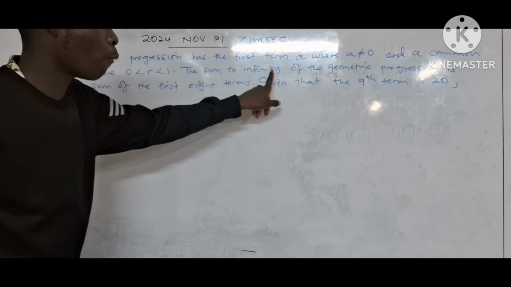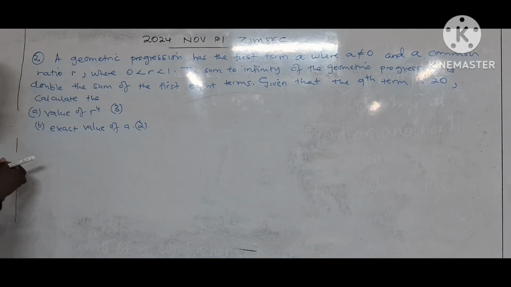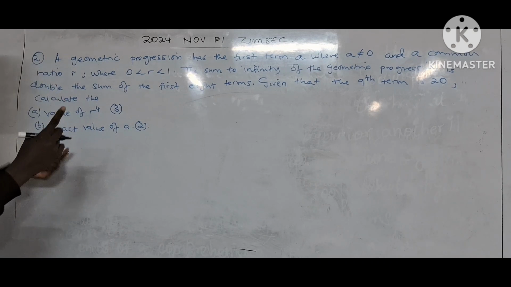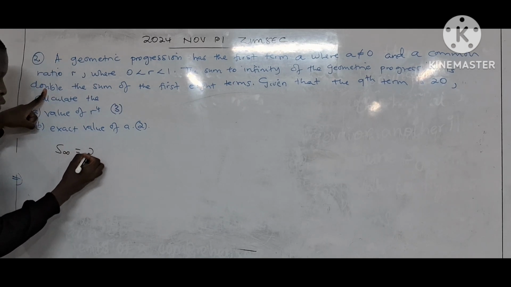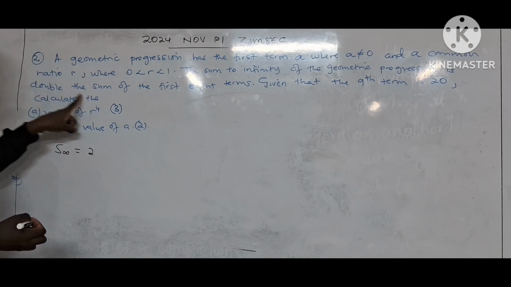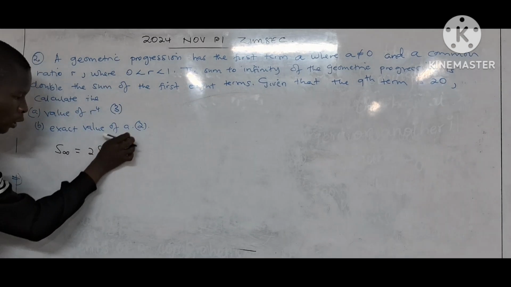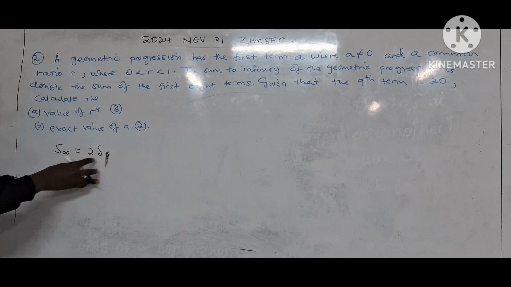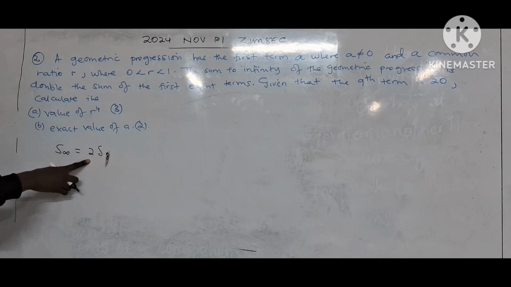So they are saying the sum to infinity of the geometric progression is double the sum of the first 8 terms. So the sum to infinity is equal to 2 times the sum of the first 8 terms.